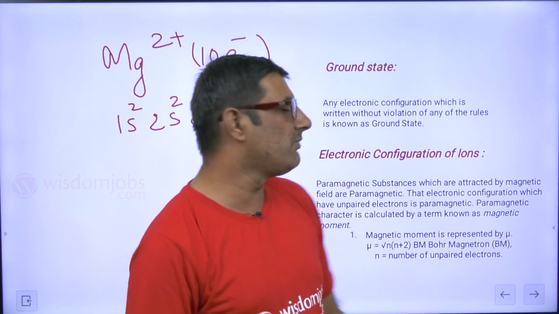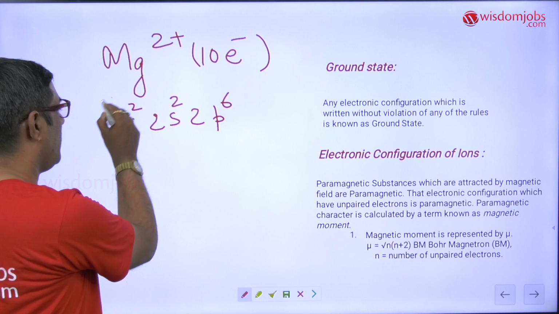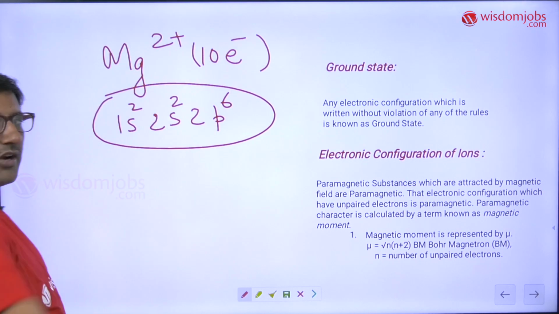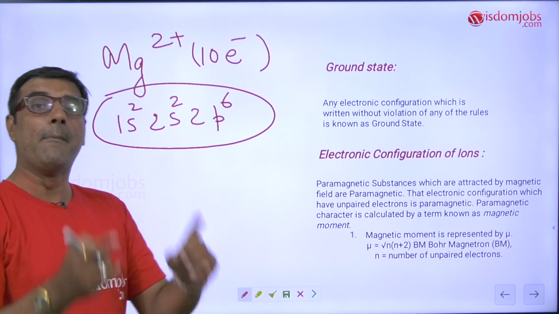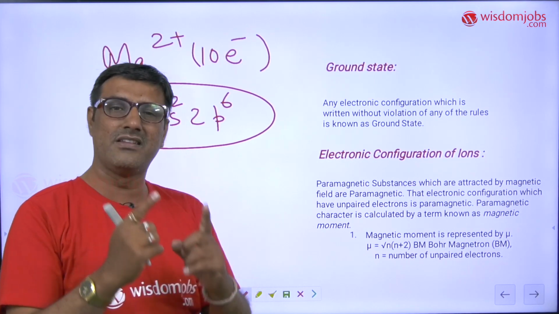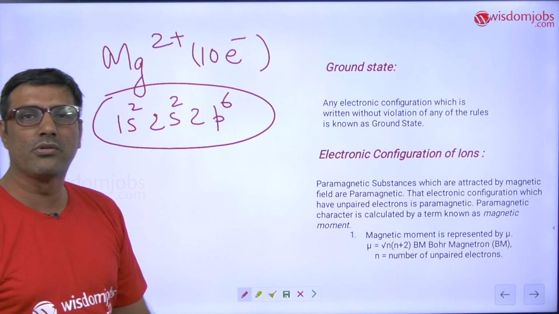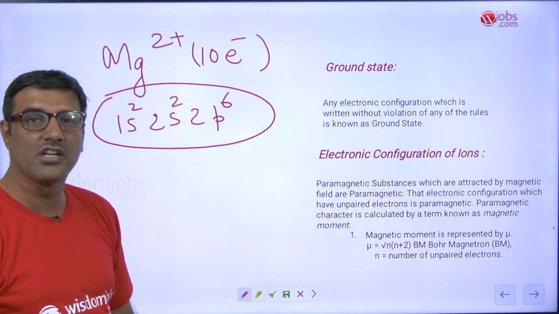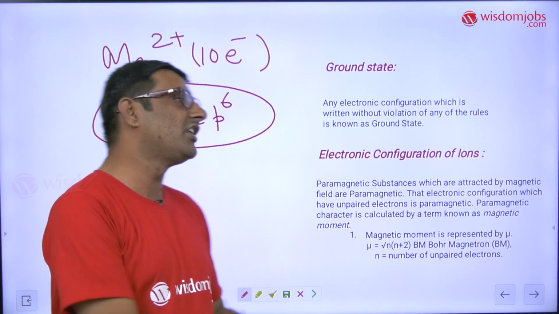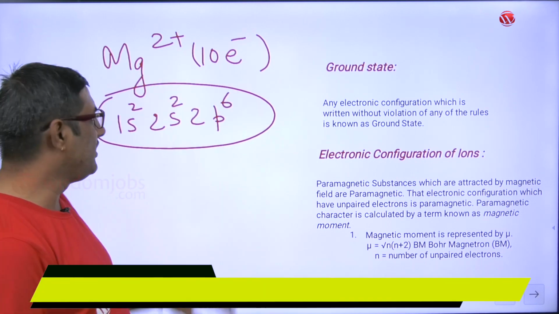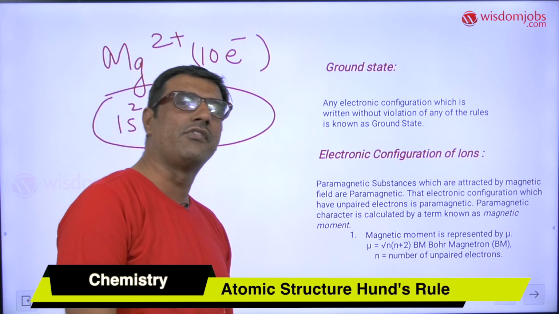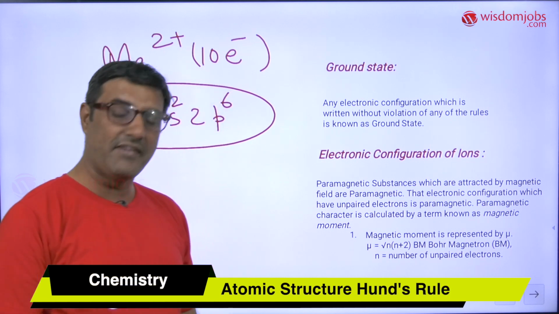So for the magnesium ion, this is the electronic configuration. What did I do here? How did I write this electronic configuration? Based on the number of electrons in the given ion, I write the electronic configuration, but we don't take into consideration the original atomic number of magnesium. Understood? In this way I am going to write the electronic configuration of any given element, any given ion.